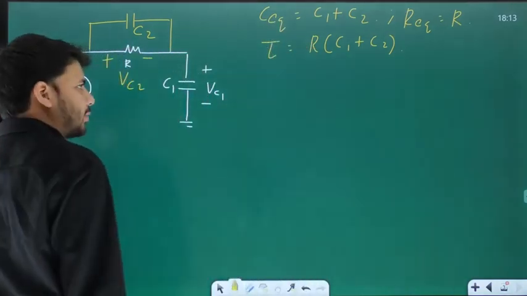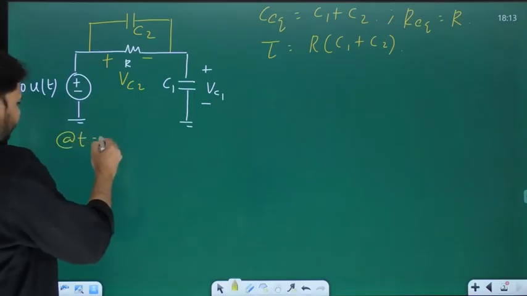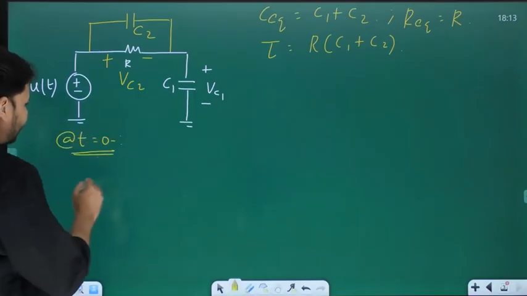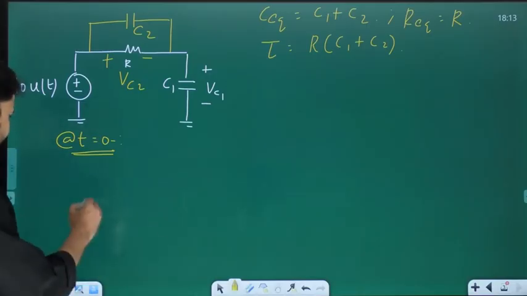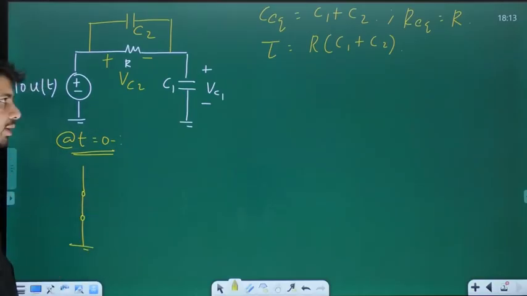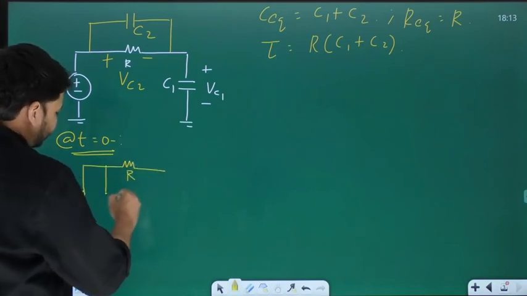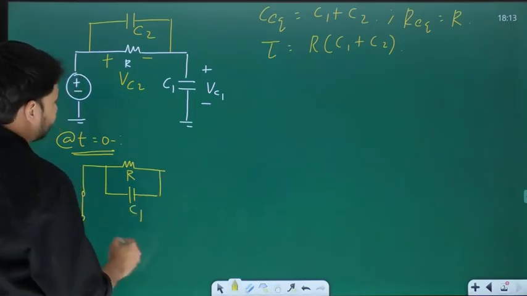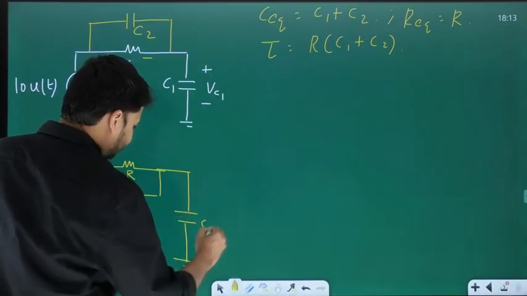Once again, as we always do, let me draw the circuit at t equal to 0 minus, okay? Look at this. Just before t equal to 0, the value of unit step function is 0. So 10 times u of t is also 0, okay? So in place of the source, I put a short circuit and then R, this one, sorry, C2, and then this one is C1.